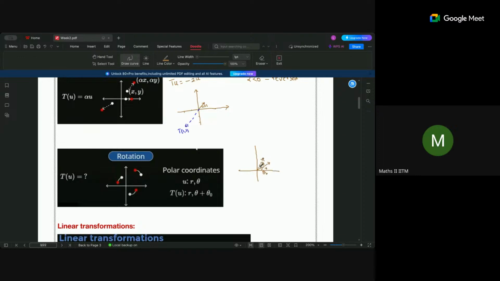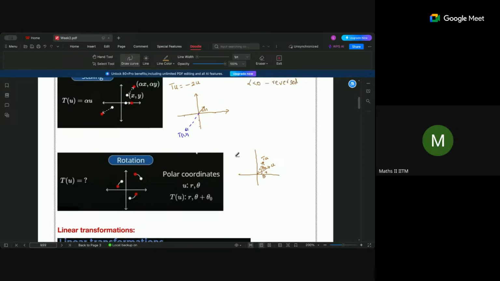Do you understand what is happening? This is the vector you have. This is your u. Now u is making an angle theta naught, and now you are adding an angle theta. So that means you are rotating this vector u by an angle theta to get T u. So this is your new T u. Okay. So this is again a transformation.